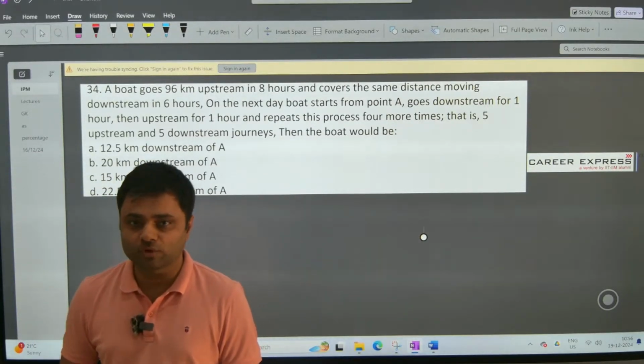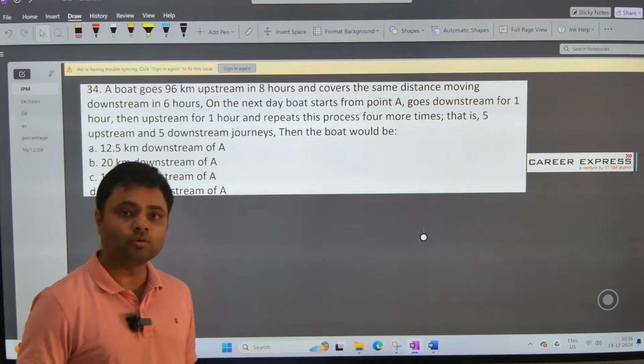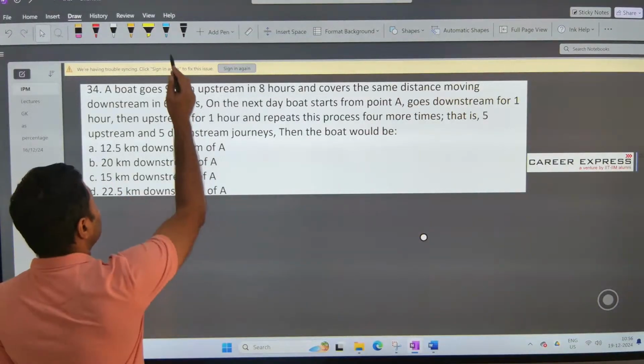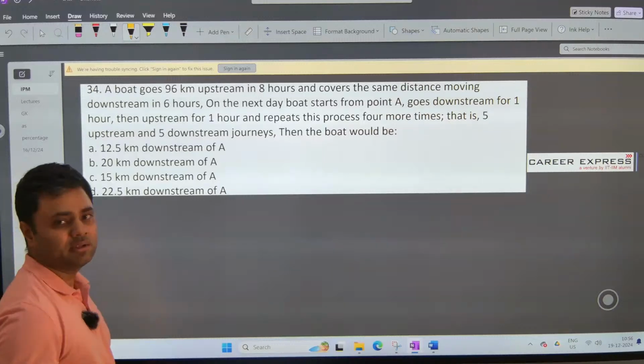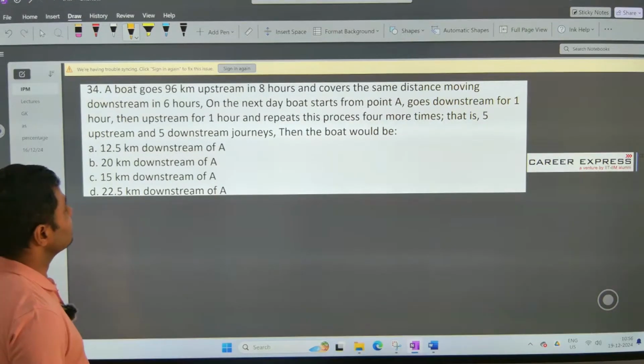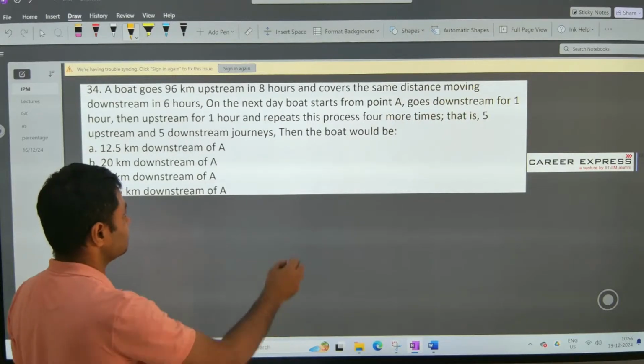This is a question from IPMAT Indore 2024 paper QA section. And the question is based on time and distance, specifically boats and streams. It says a boat goes 96 km upstream in 8 hours.